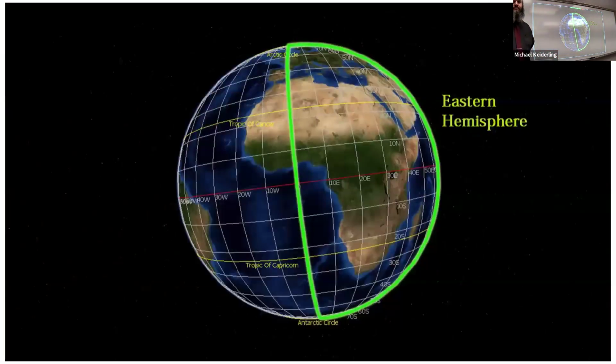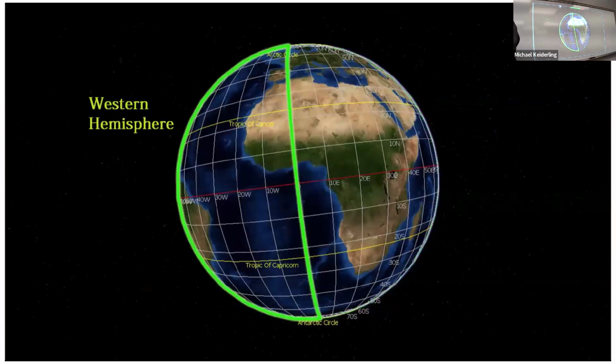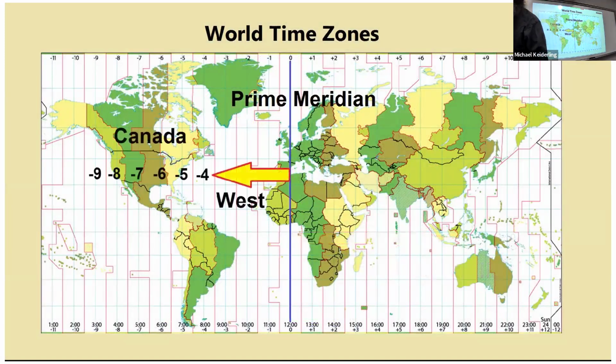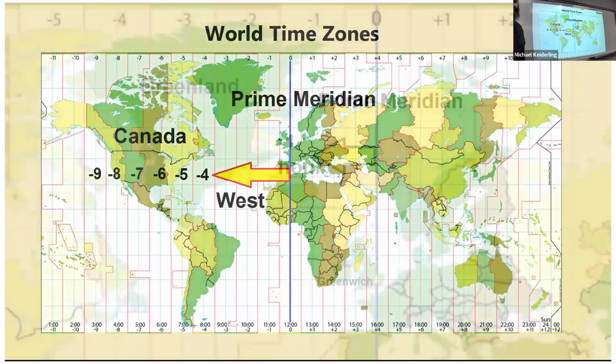First, determine whether the time zone is in the eastern or western hemisphere. If the time zone is east of the prime meridian, such as Australia, it will be at an earlier time than Greenwich Mean Time, or GMT. If it is west of the prime meridian, such as Canada, it will be a later time.